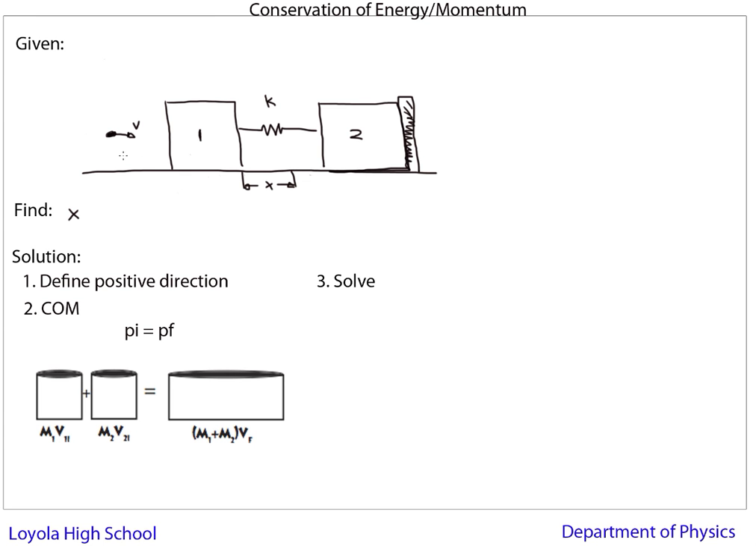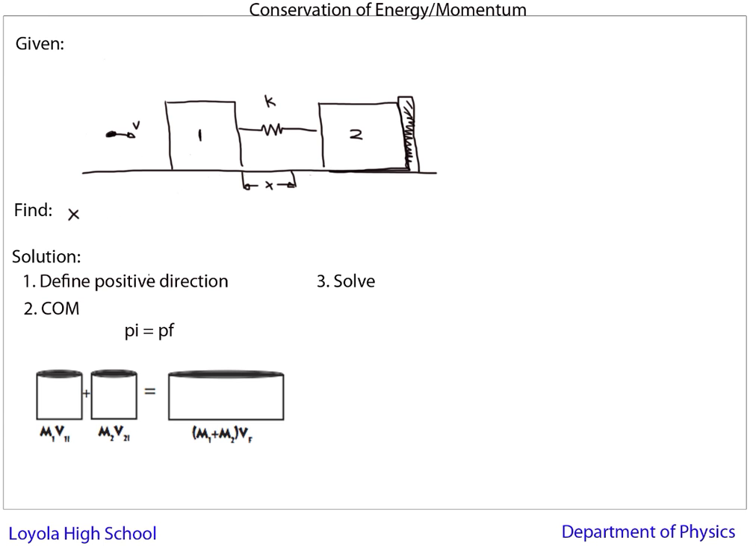In this problem, we have a piece of clay that's traveling to the right at a velocity v that impacts block 1. Block 1 is then compressed a distance x through a spring because the other side of the spring is connected to block 2, but it's held in place by a stopper. So we need to find the distance x that it's compressed.